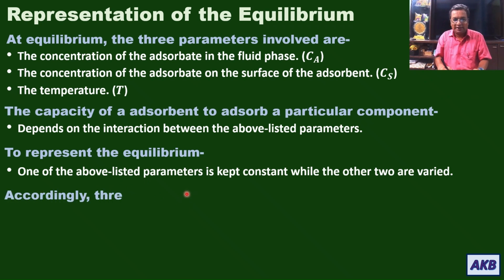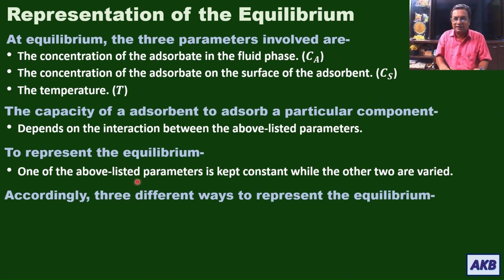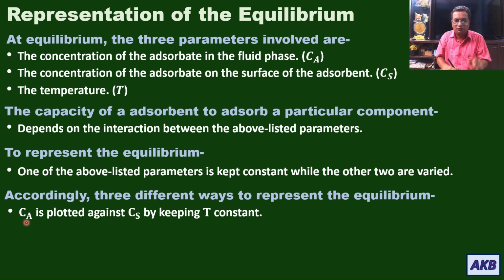If you do that, you can have three different ways to represent the equilibrium. How? The first way is, you can plot Ca, concentration of adsorbate in the fluid phase, against Cs, concentration of the adsorbate on the adsorbent, by keeping T, temperature, constant. This is one way of representing the equilibrium.